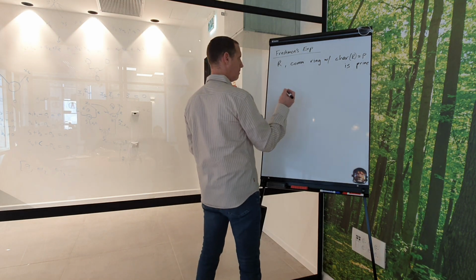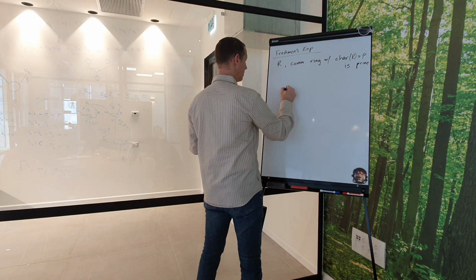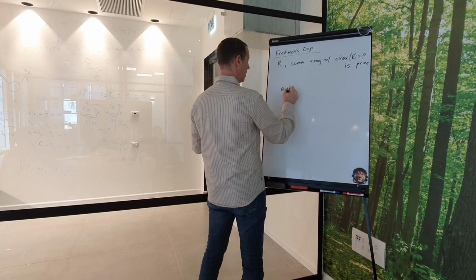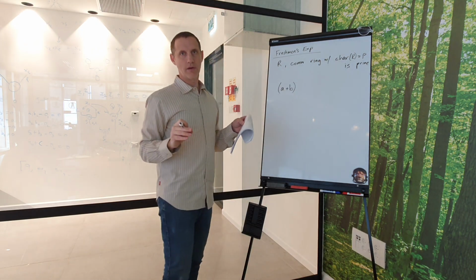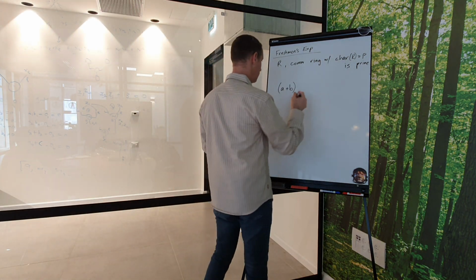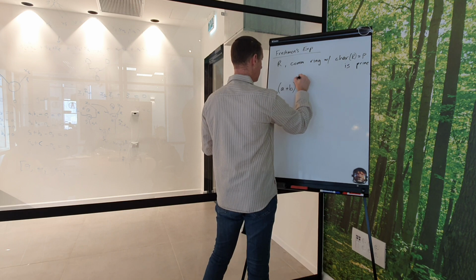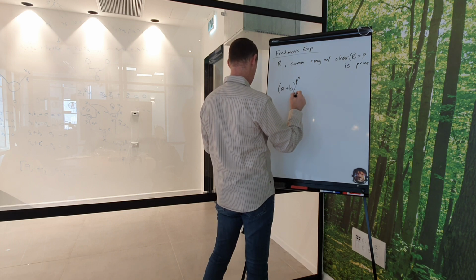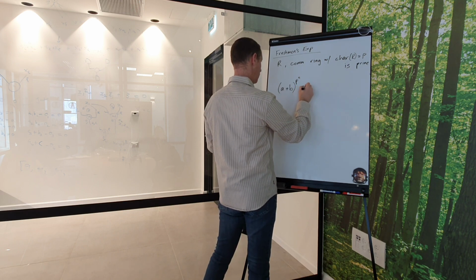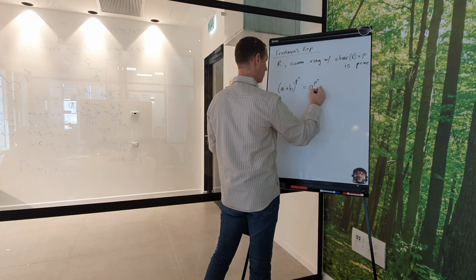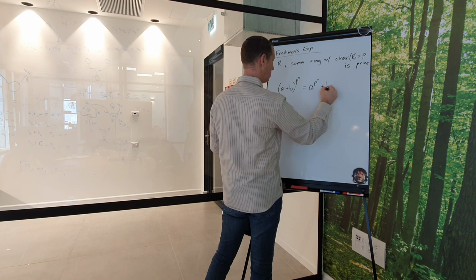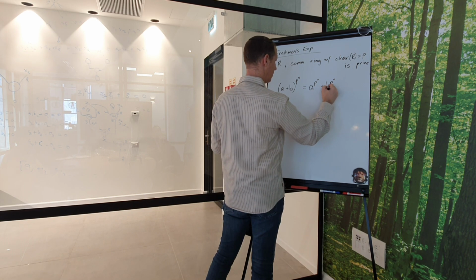And then we get the following, we get that A plus B. Remember that actually everything here becomes mod the characteristic, okay? But we're not going to write it explicitly. So this actually equals a to the power of p to the power of n plus b to the power of p to the power of n.